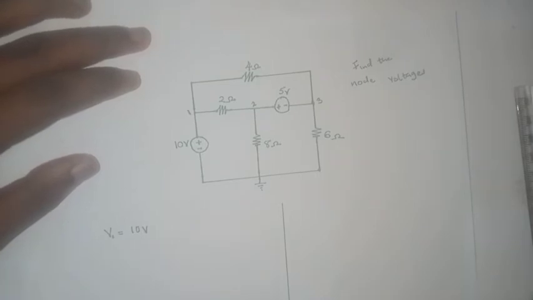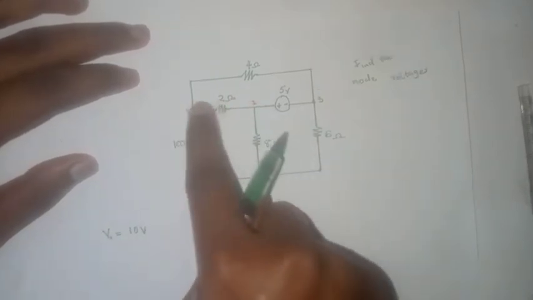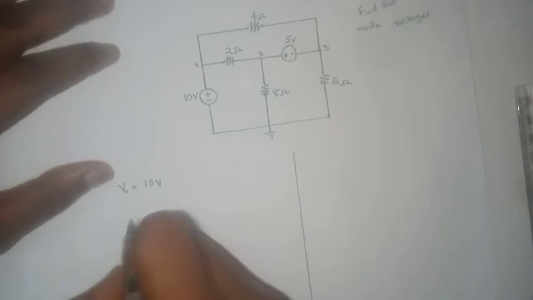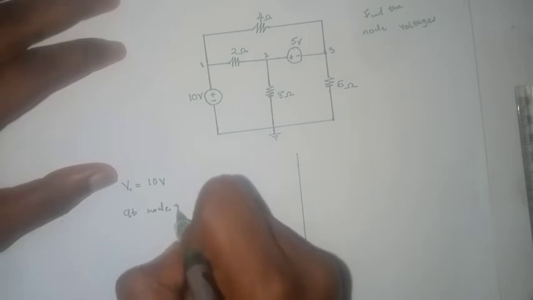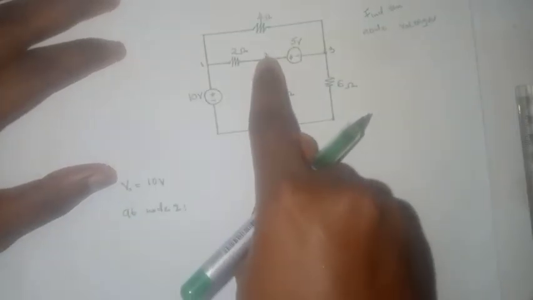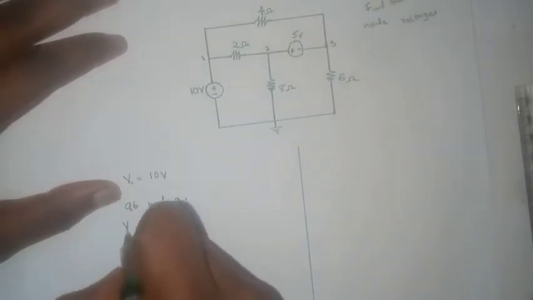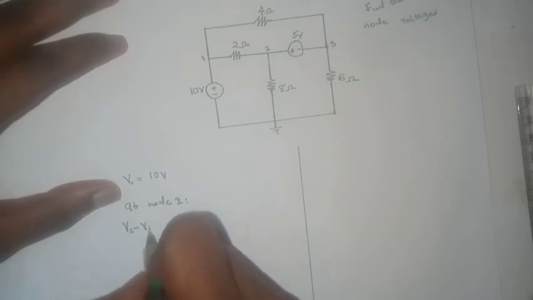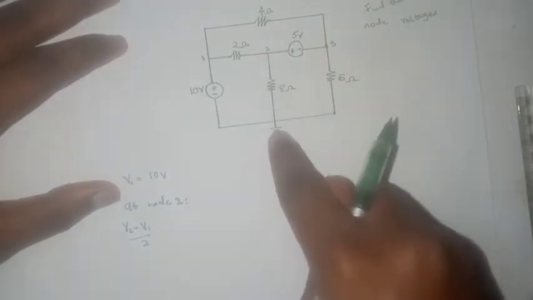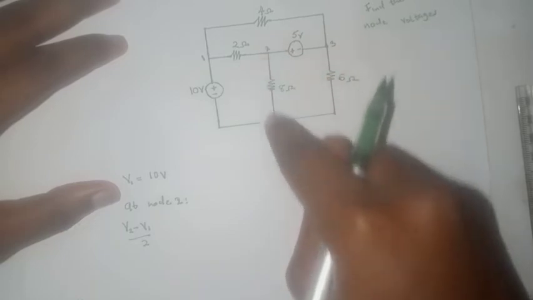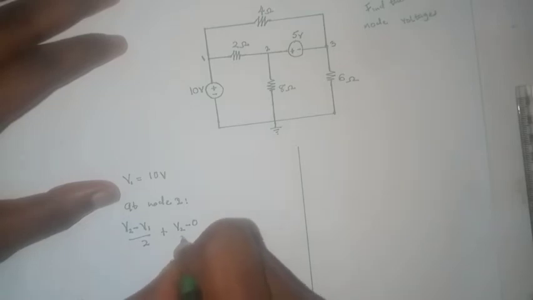So we can proceed to node 2. Then at node 2, you write the KCL. We write on this branch, this branch, and this branch. So at node 2, we have V2 minus V1 divided by 2. That's the current flowing through that branch. Then we write the current flowing through this branch. That would be V2 minus 0 divided by 8 plus V2 minus 0 divided by 8.